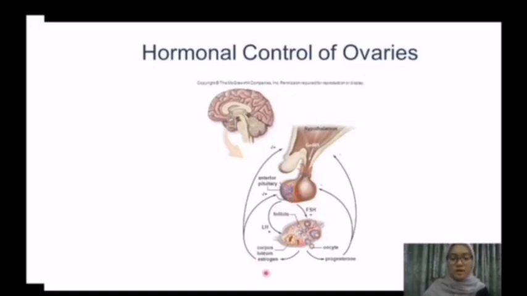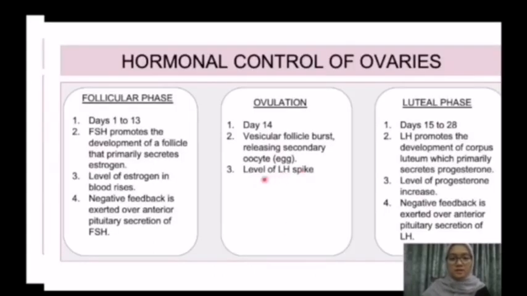And also, as the level of estrogen keeps on getting higher, it will actually exert a positive feedback to both hypothalamus and anterior pituitary. Anterior pituitary will produce more LH, while hypothalamus will produce more GnRH. This is why during ovulation, you can see the level of LH spike as LH is being produced by anterior pituitary earlier. Ovulation occurs during the 14th day, and vesicular follicle bursts, releasing secondary oocyte called egg.